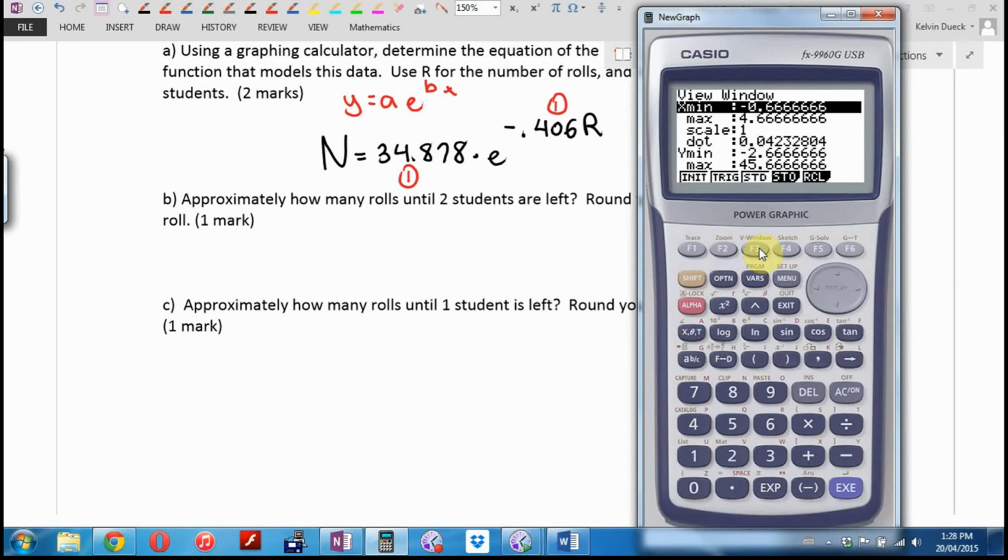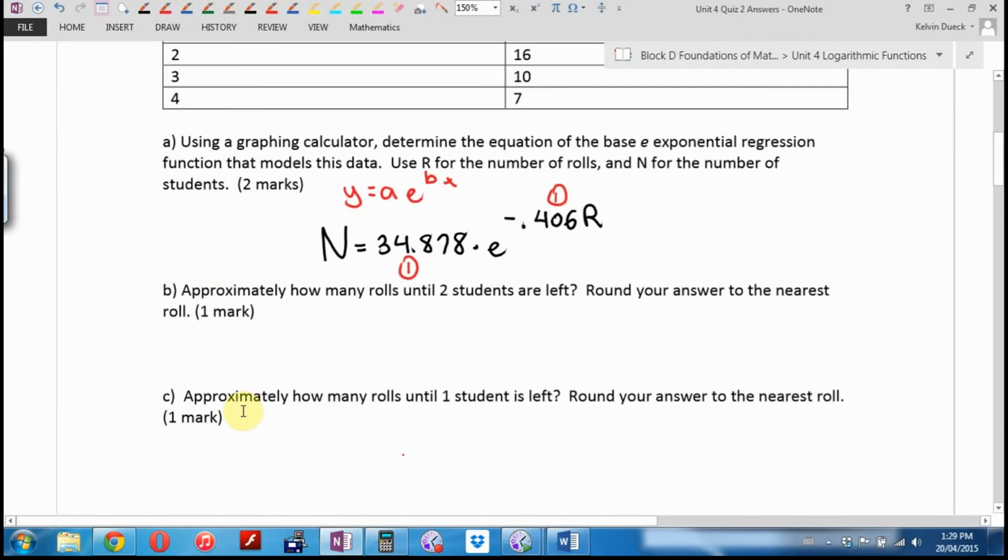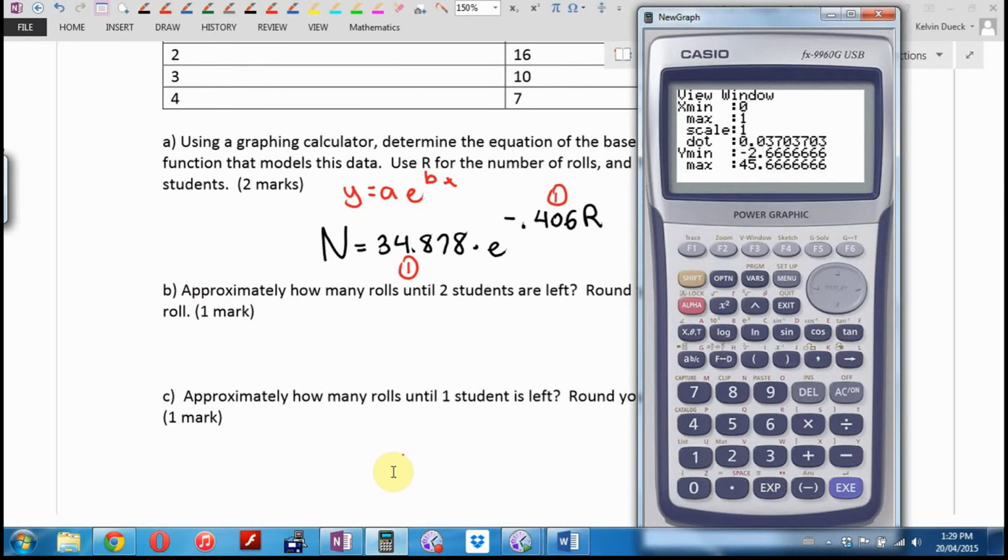X is the number of rolls. 0 to what's the maximum number of rolls? Well, I got up to 4. You know what? I don't know how many rolls I'm going to need. I'm going to guess 10 maybe. I hope. I don't know. That might be too many, in which case I'll go back and change it.